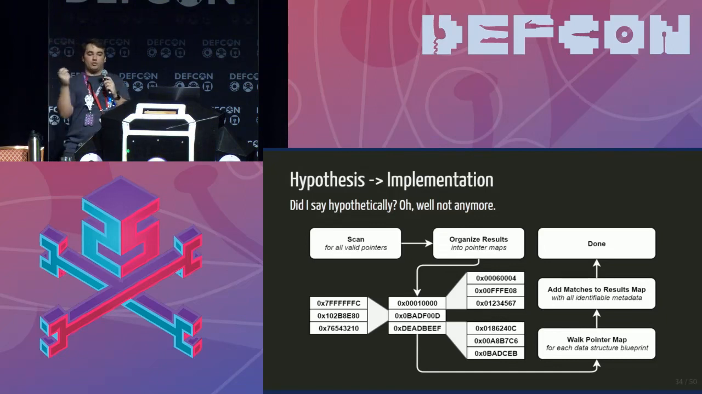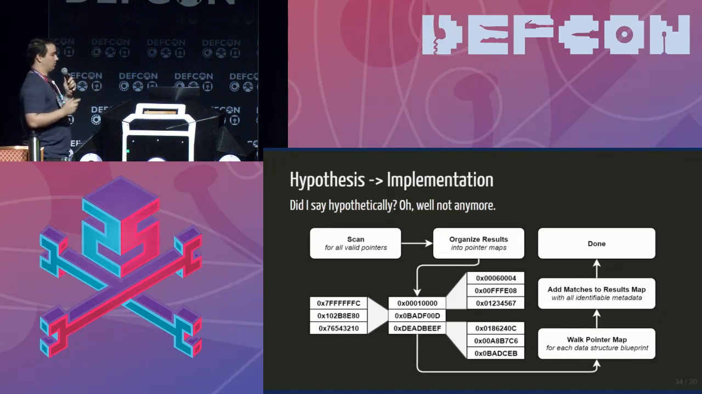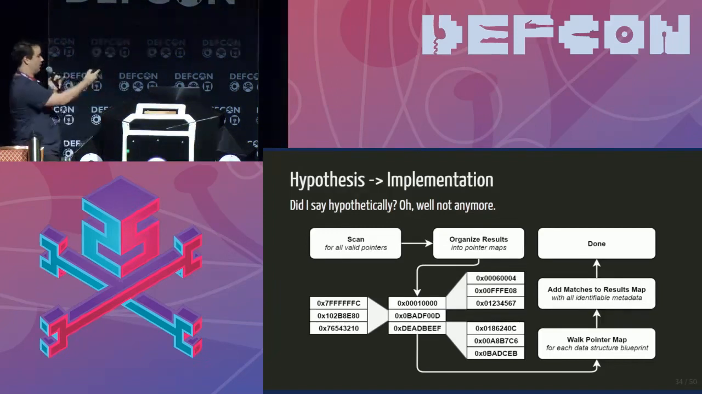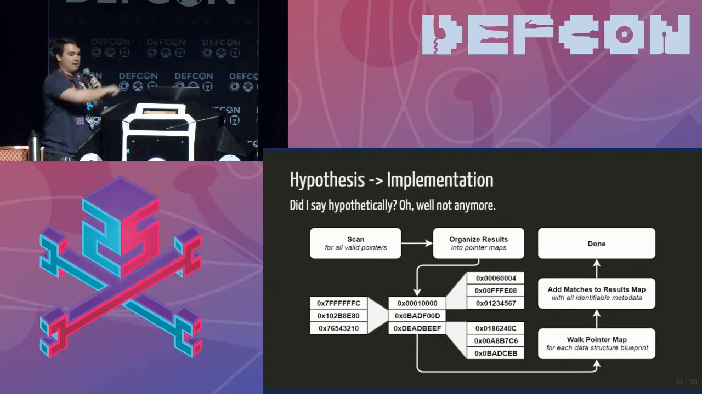And we're going to organize those results into a pointer map. The pointer map is this weird thing you can see here, bottom left. You can think of it as just a map of key-value pairs, where the key is a pointer and the value is a list of pointers that point back to that pointer. So if you take the top example here, we have 0x0001 0000, and it fans out up and to the right and shows all of the values that point to that pointer.